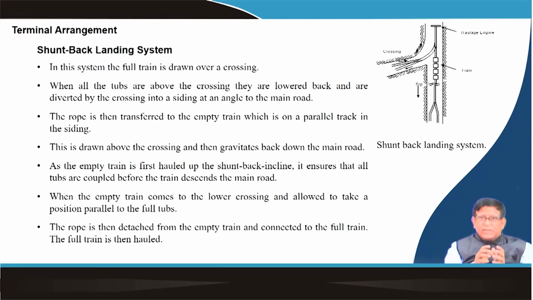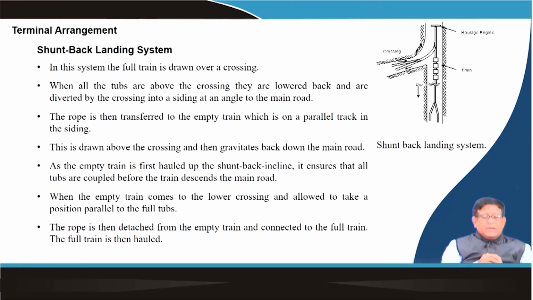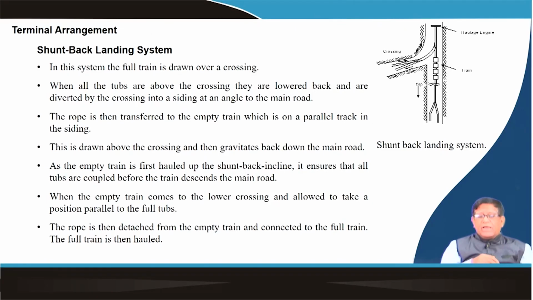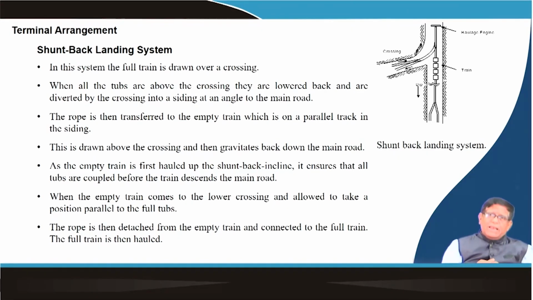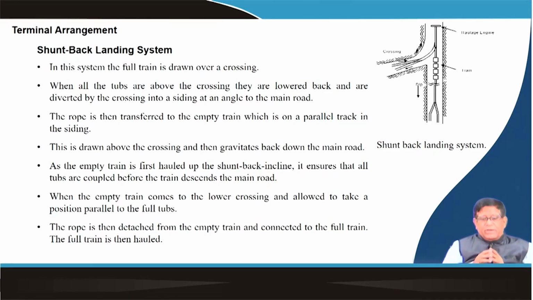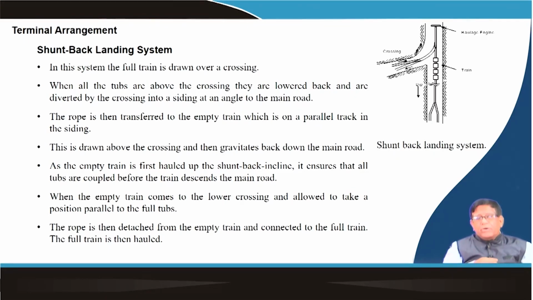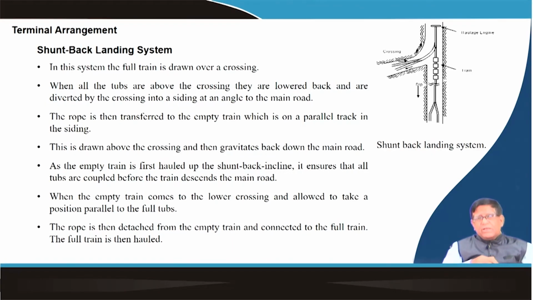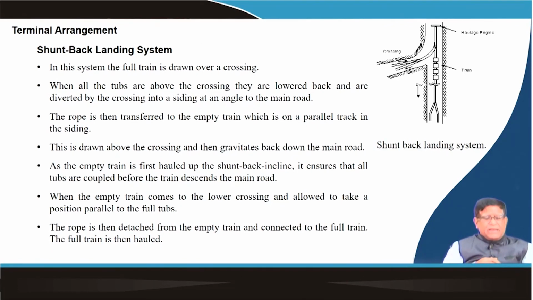Then the rope is to be transferred to the empty train and then on the parallel track in the siding. So, that pit bottom layout will have to be properly designed. When they are doing that, you are using gravity for lowering your empties. So, you will have to see how many tubs will be connected there, so that it should not get overspeeded. If you add a number of tubs, the weight will be increasing, so that care should be taken over there.